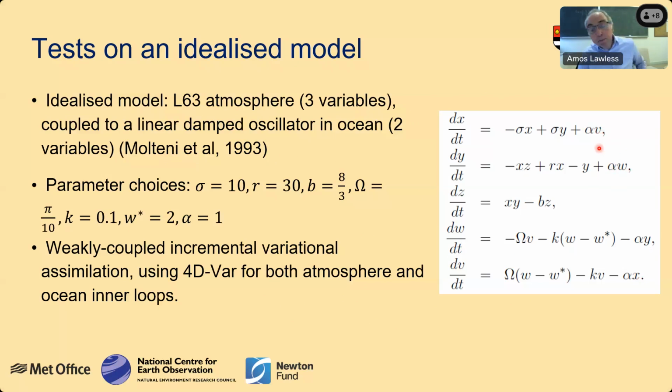And so what we've done is implemented this weakly coupled 4D-Var system based on the incremental version, where in the inner loop cost functions we use 4D-Var for both the atmosphere and the ocean. In practice, at least in the Met Office, people would often use 4D-Var in the atmosphere and 3D-FGAT in the ocean. But for the purposes of these tests, we're using 4D-Var in both.